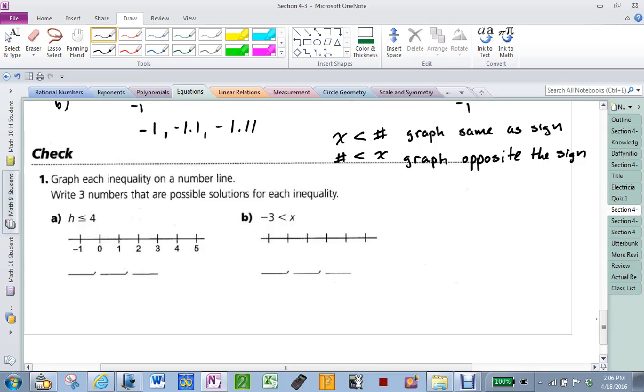What's the only number that matters? 4. So we circle it. Do we color it? Yes. Why? Because it's equal to. Is my letter first? Yes.